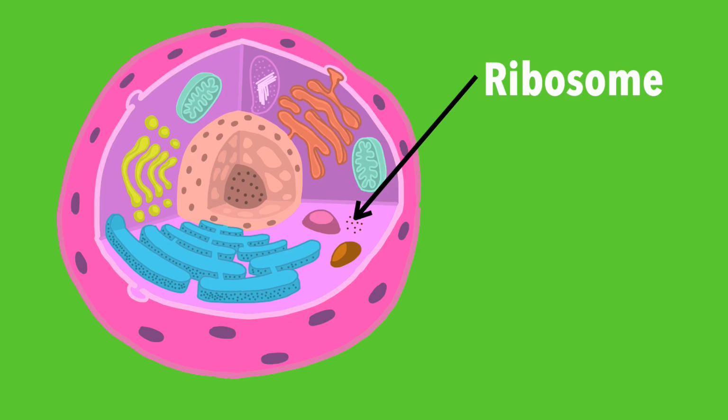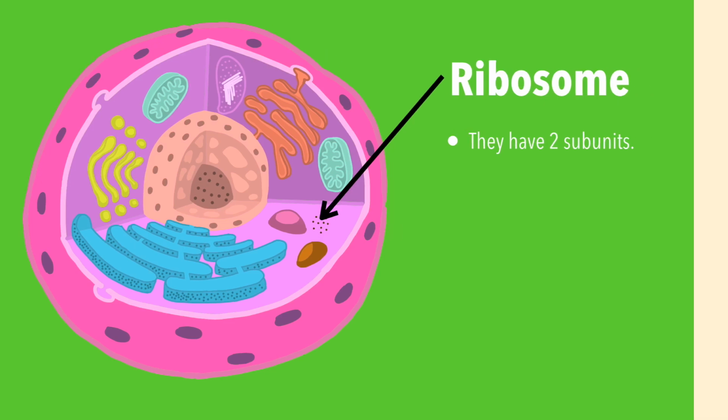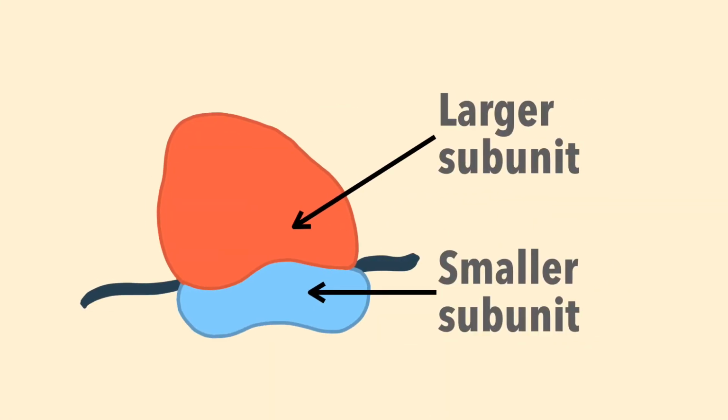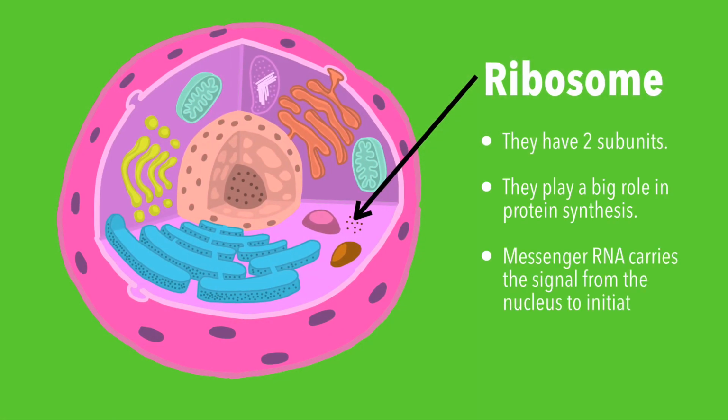Those ribosomes made in the nucleus move into the cytoplasm. They have two subunits. One is the larger subunit and the other one is the smaller subunit. Ribosomes play a big role in protein synthesis. It needs a signal from the nucleus to initiate the protein synthesis. So, that message is carried by the messenger RNA. However, ribosomes in animal cells are not only found in the cytoplasm, but also can be found attached to the membrane of the endoplasmic reticulum.